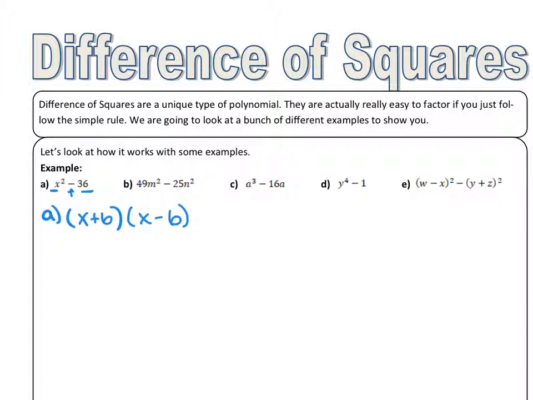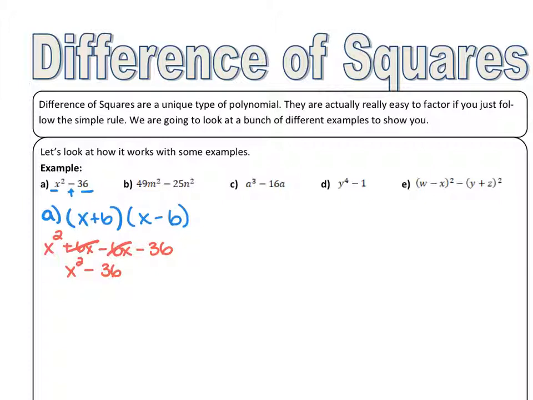Now let me show you why it works out this way. If you wanted to check it, when we multiply, we get x squared plus 6x minus 6x minus 36. And you'll notice these two terms, the plus 6x and the minus 6x, are going to cancel out because they just equal 0. And you get back x squared minus 36. So that's where it comes from. That's why it's called the difference of squares, and that's why this particular way to factor it works. You just put a plus for one of them and a minus for the other.